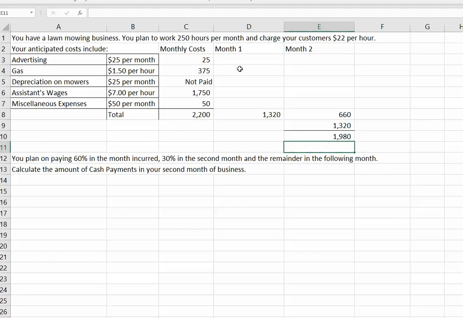So again, I didn't need to do the first month. You're focusing in on what happens in the second month. In the second month, you pay 30% of the first month's costs, or the previous month's costs, and then 60% of the current month's costs.